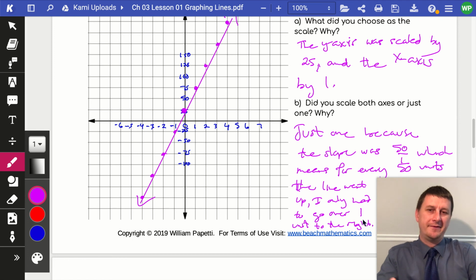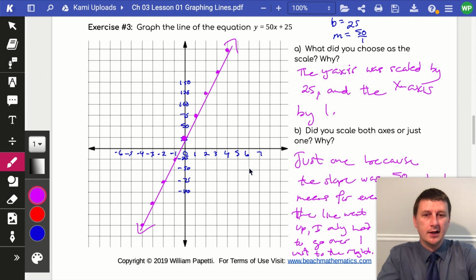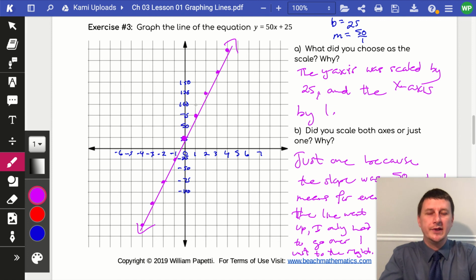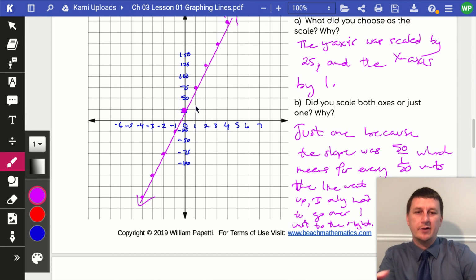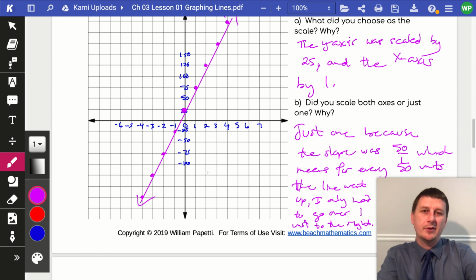If I was going up 50 over 50, then that would be a slope of 50 over 50, which is 50 divided by 50, which is just a slope of 1. So since I didn't have to go up a large number and over a large number, I had to go up a decently large number and over just one. I only scaled one of my axes. So right here, we have our answers to A and B. We have our graphed line with the first time that we changed a scale on the axes.